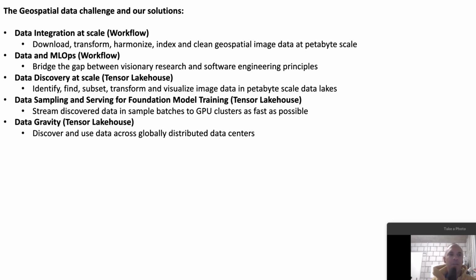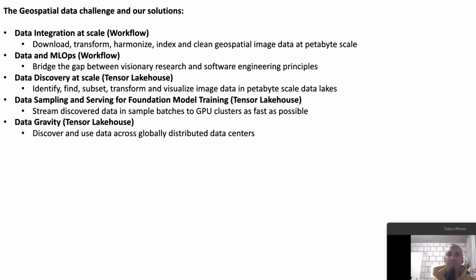Then we want to do data and ML ops. So we want to always know what data has been processed by whom, which code was used, and also in case we train a model on top of the data, we want to know which version of the data has been used for a specific version of the model. So we have complete model and data lineage.